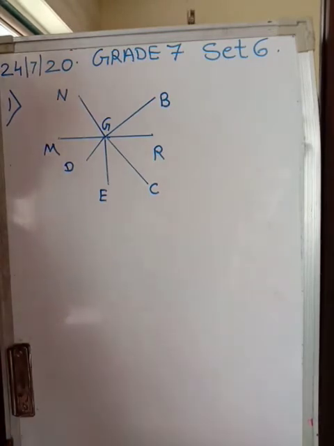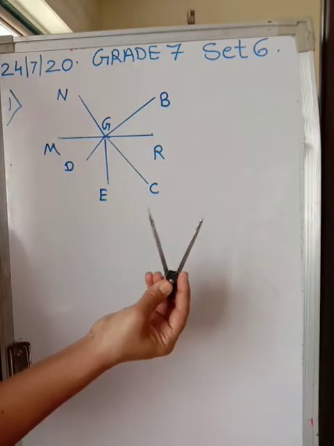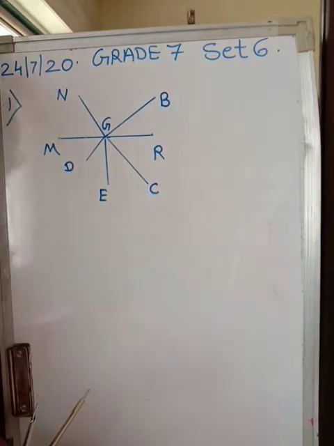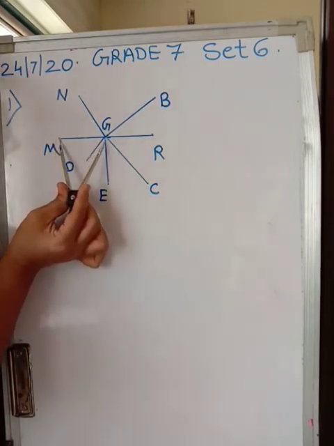Alright, so a segment has two endpoints, but they have asked us to use the divider. See students, this is the divider. This is to be used to check the lengths. For example, see now, I am keeping it over here. So this is the length of segment MG.